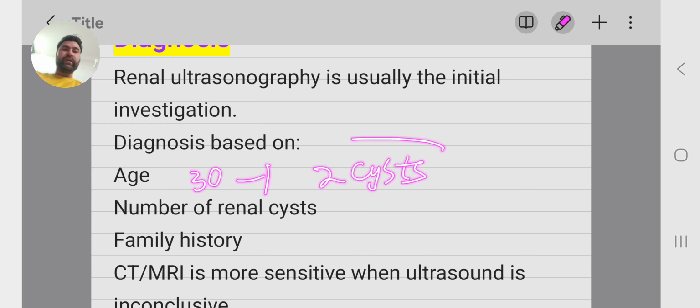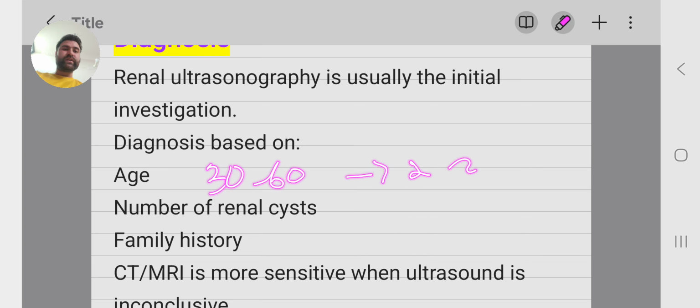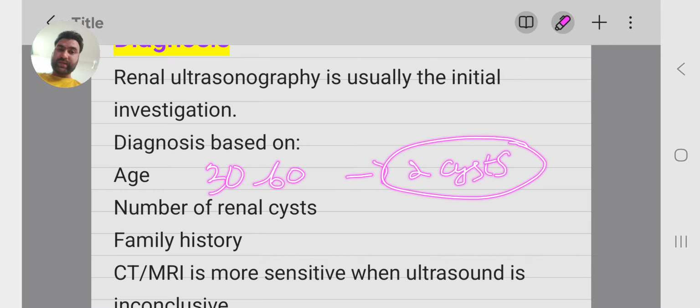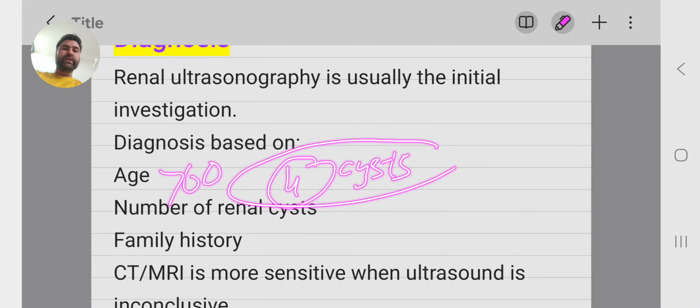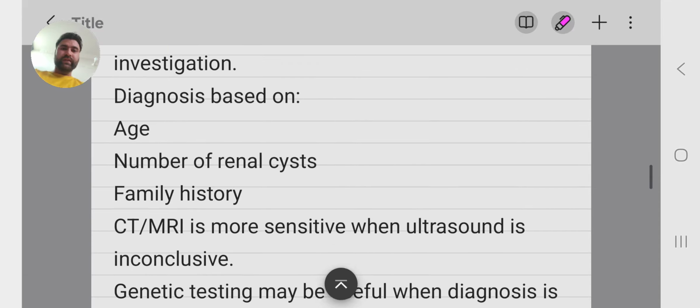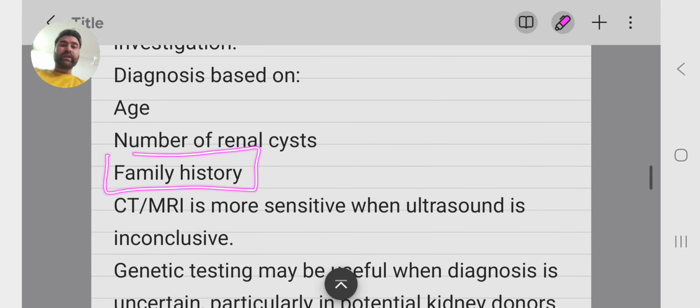two cysts collectively on both sides or more are significant. If the age is 30 to 60, then two cysts on each side, that is a total of four cysts or more, if present, then it is significant. And if the age is more than 60, then at least four cysts on each side of the kidneys are significant. Then family history is important for the diagnostic criteria of ultrasound.